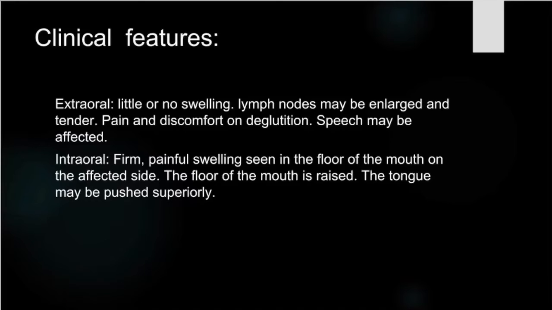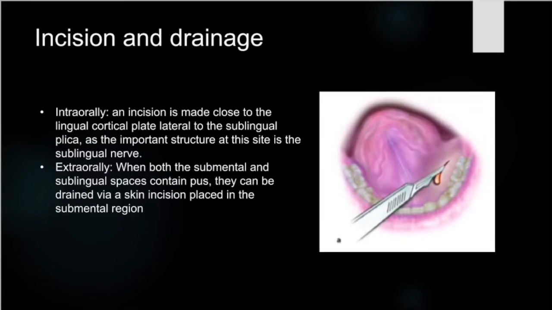Speech may be affected. Intraorally, firm and painful swelling is seen in the floor of the mouth on the affected side. The floor of the mouth is raised. The tongue may be pushed superiorly. Intraorally, an incision is made close to the lingual cortical plate, lateral to the sublingual plica, as the important structure at this site is the lingual nerve.